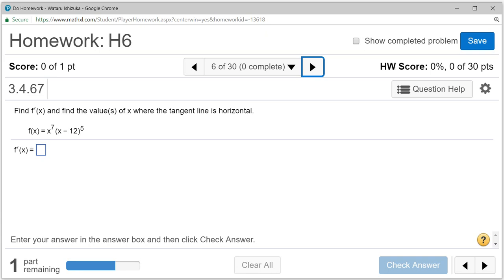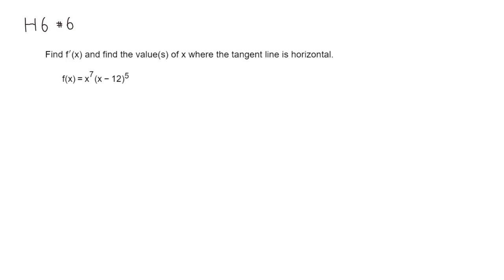All right, let's look at homework 6, problem number 6. We have this function given, and we want to find the derivative, and we want to find the value of x where the tangent line is horizontal. All right, so let's do that. Let's find the derivative.